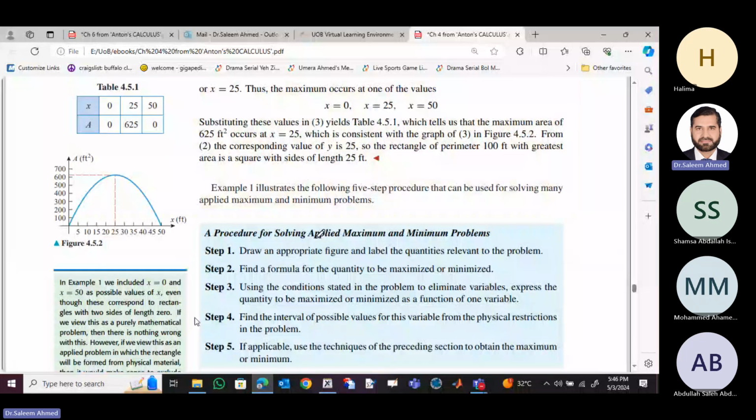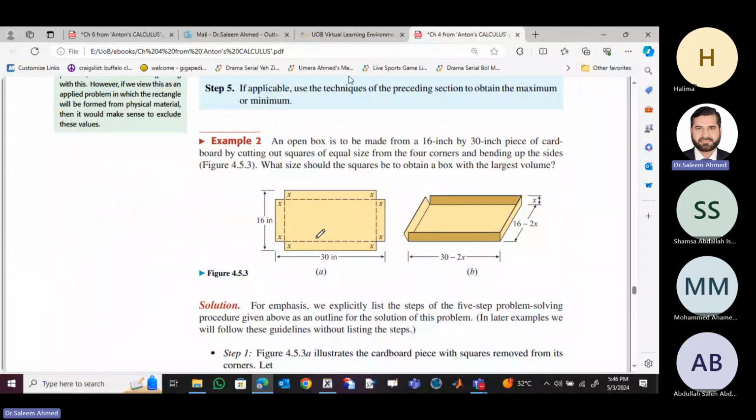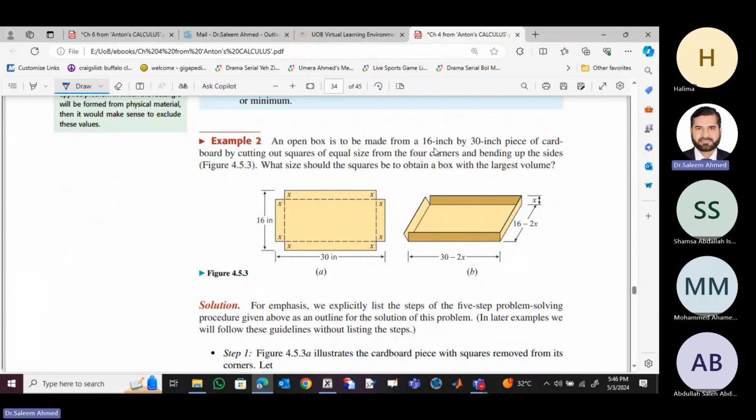For example, here you see this is a very interesting problem. An open box is to be made from a 16-inch by 30-inch piece of metal. We are cutting out squares of equal size. We cut out a square from here, we cut a square from here. When we cut, we throw it away, right? So now this is gone.